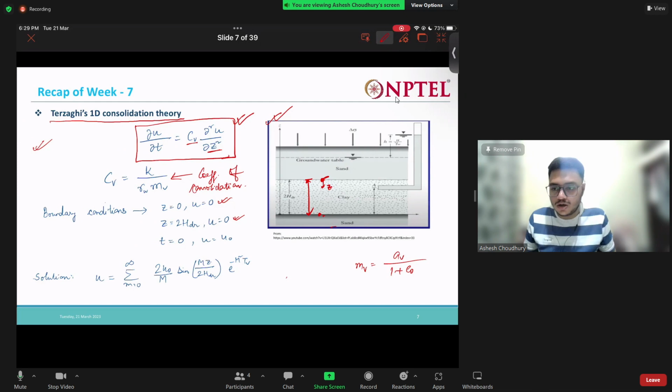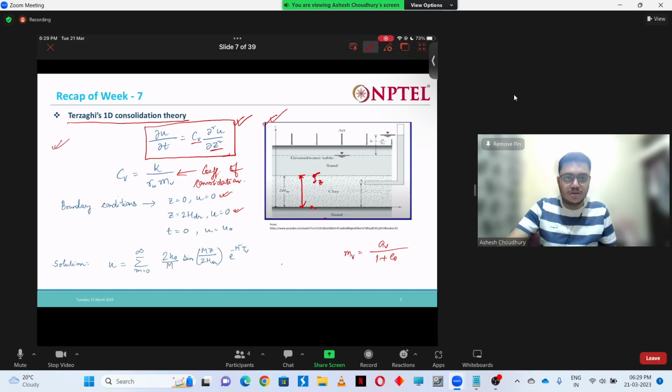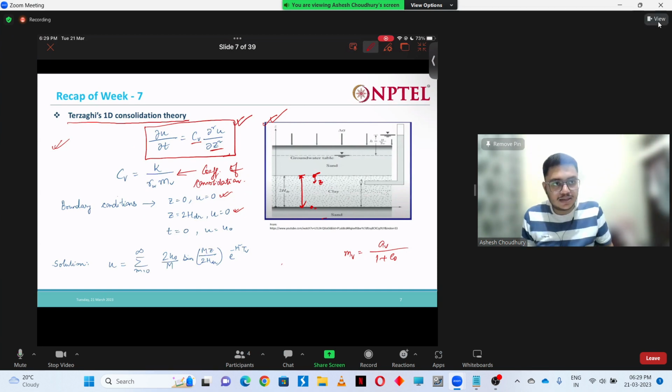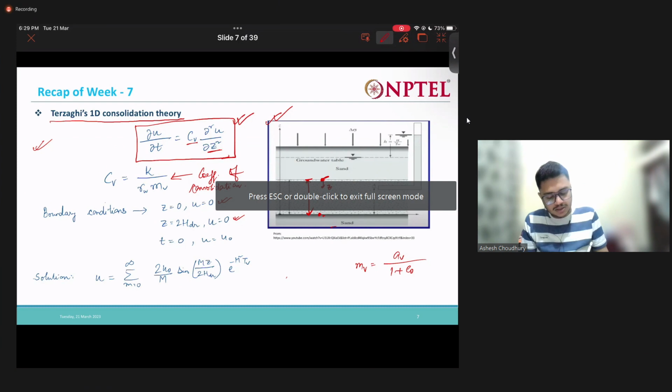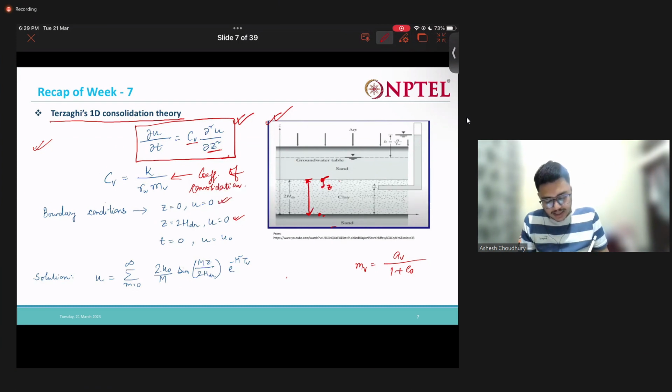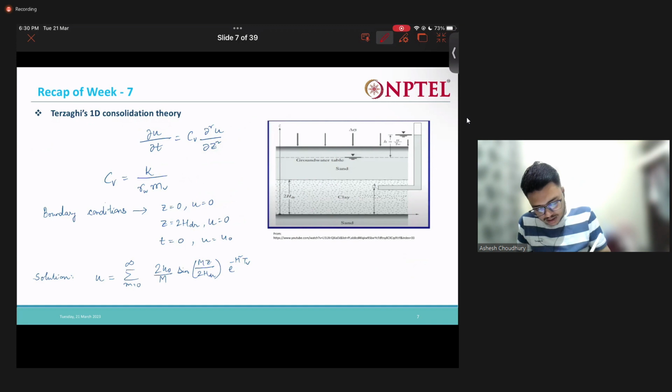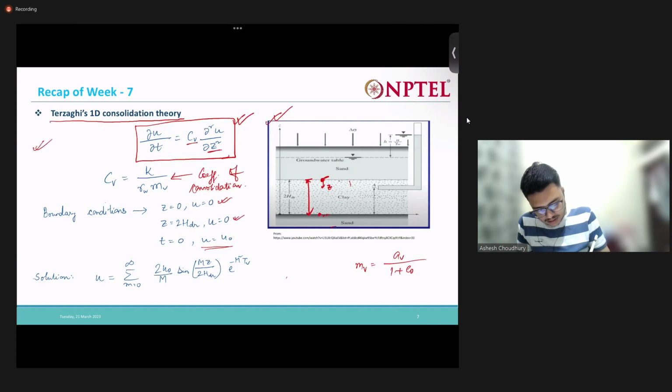So what I was saying is that at z equal to 0, my pore water pressure is 0. That is at this point. At z equal to twice Hdr, my pore water pressure is 0, at this point. At time t equal to 0, my pore water pressure is equal to the initial pore water pressure. Means at time t equal to 0, my pore water pressure actually looks like this.